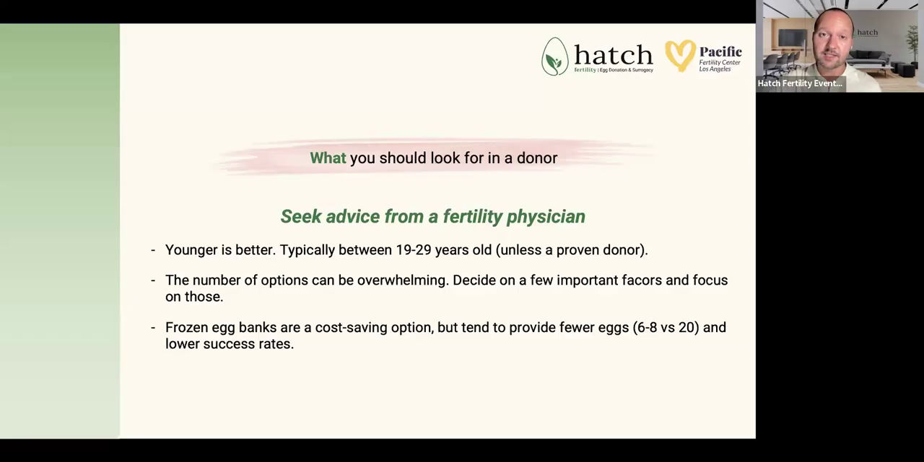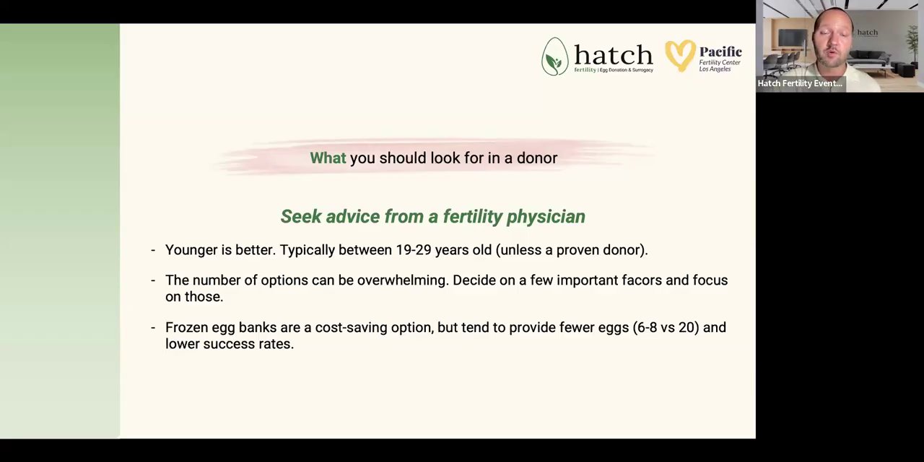Hatch does not offer frozen eggs. We do get that question sometimes. Frozen egg banks can be a cost-saving option, but usually you have to buy the eggs in batches of 6 to 8 versus, for example, doing an egg retrieval. On average, you'll get about 20 eggs. So there might be more to purchase. And if you do not have any eggs left from that donor, you're not guaranteed that those eggs are going to be there left to buy more if you need them. So we usually stick with fresh eggs or fresh egg retrievals in our program.